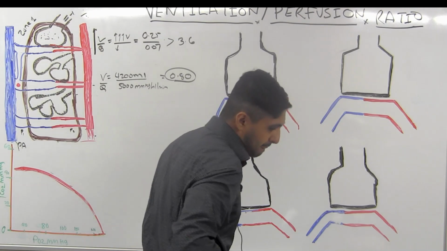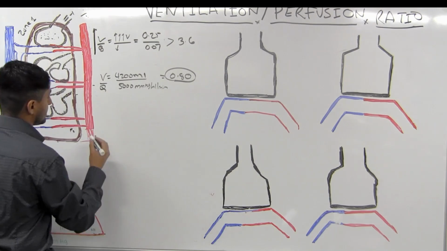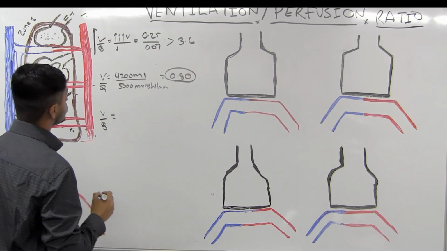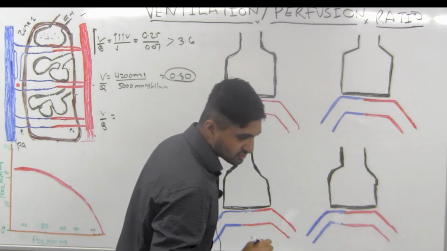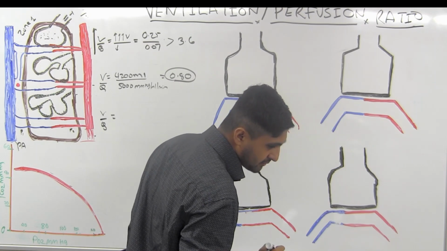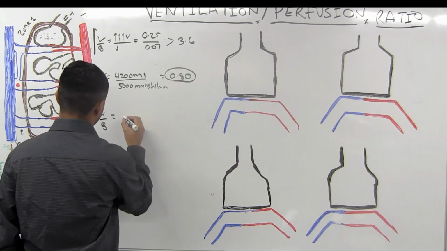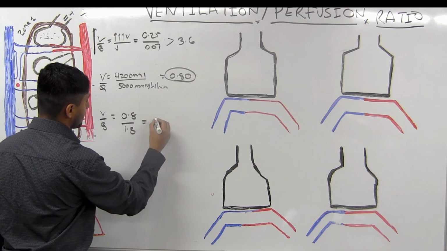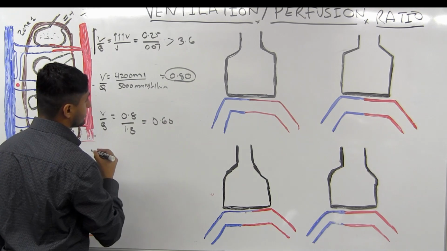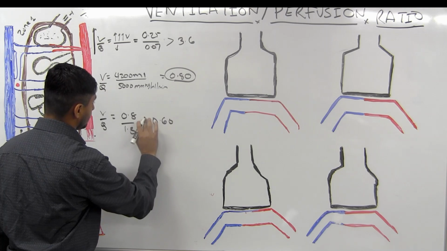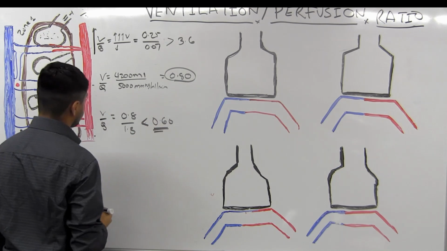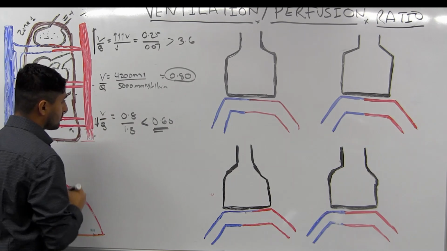Now this is the base right here. If we look at the base, we also have to look at the numbers. Let's quickly think of the numbers. That's going to be 0.8, about 1.3 or something like that, and that gives me about 0.60. In this case, my VQ is a lower VQ.